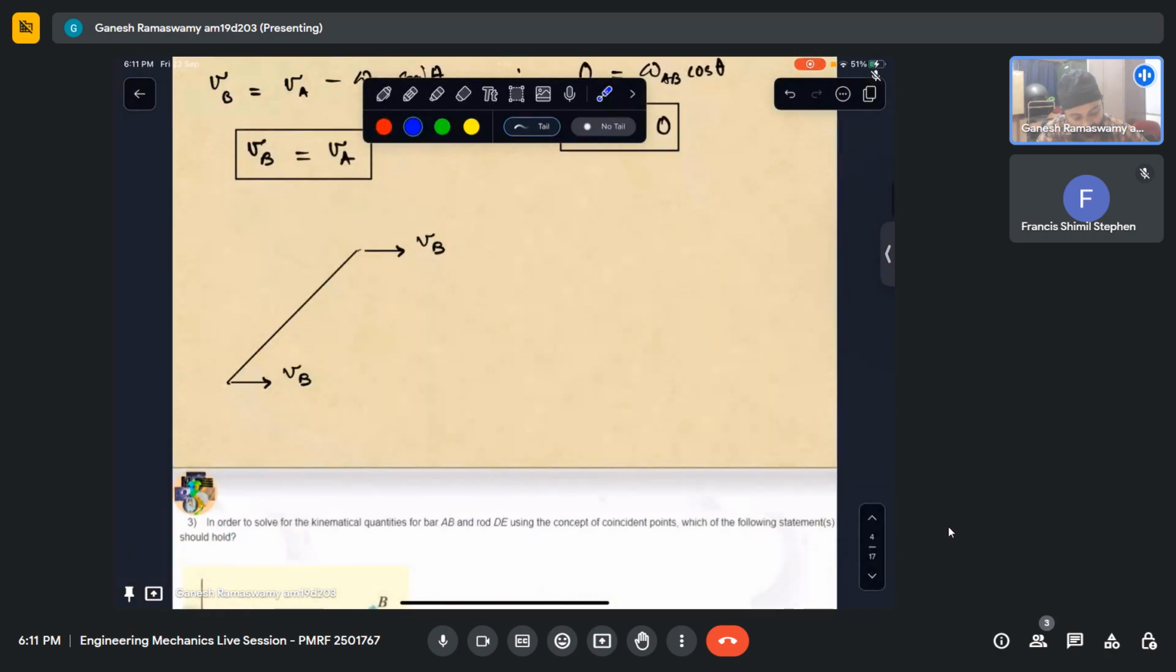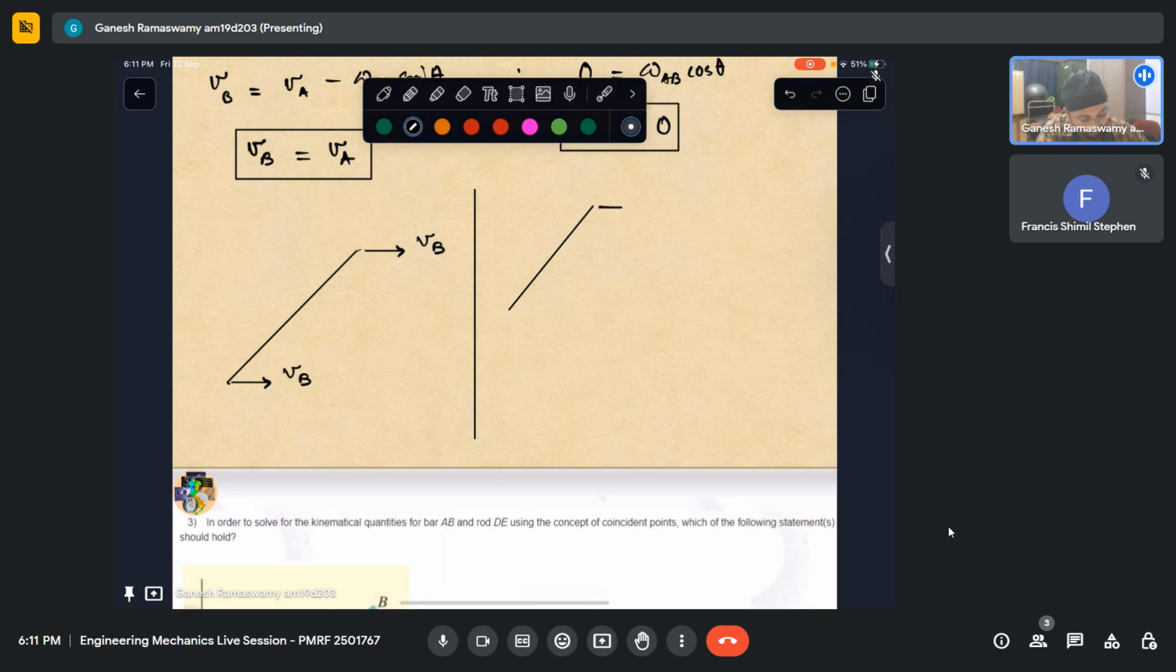Another way to look at this, we can quickly gauge, is that let us say I have the bar like that. I know this is VB and I know this is VA. Now this bar is rigid. Since we are dealing with rigid body mechanics, this bar is definitely rigid. We have taken this angle to be theta. So from here, what will be the component of velocity along this direction? This will be nothing but VA cos theta.